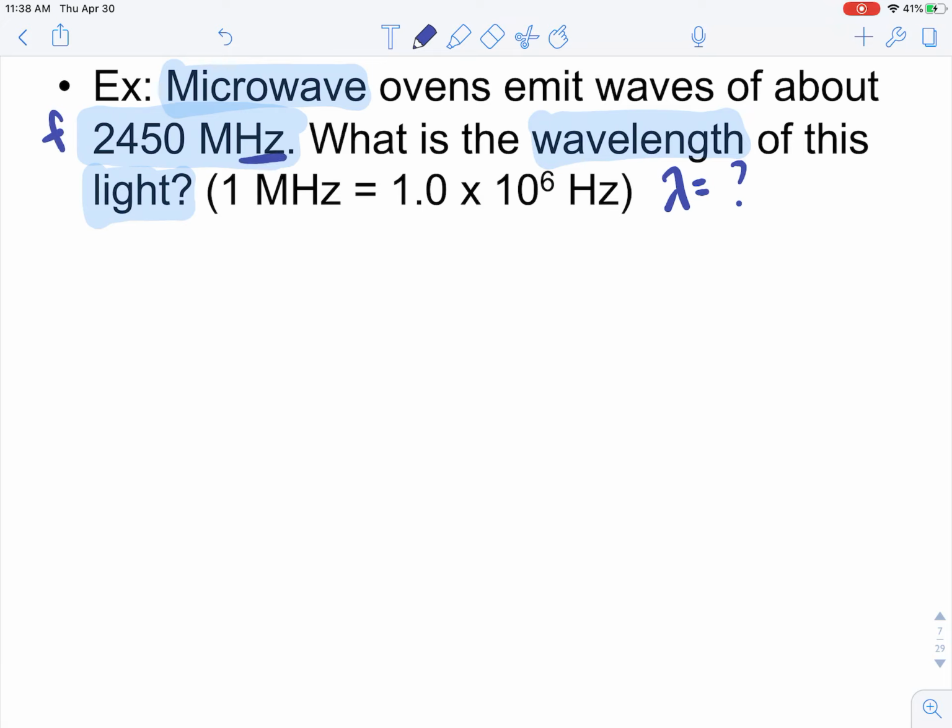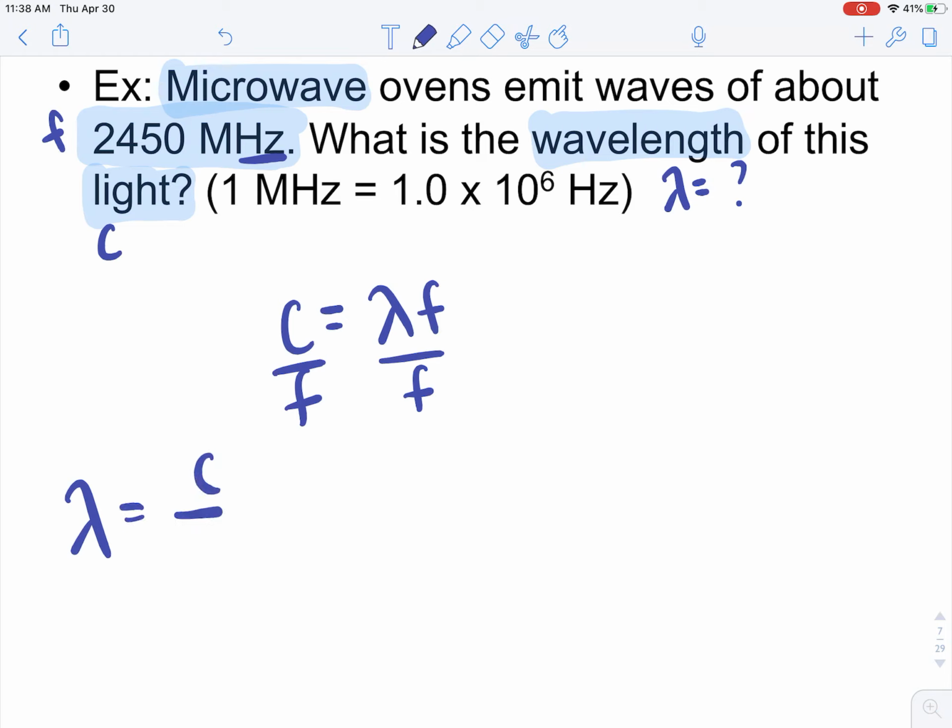So things I know: I'm looking for wavelength. They give us a frequency because of these hertz, even if they look a little different. And we're talking about light, so I can assume the speed of light is acting here. So I'm going to use my speed of light, wavelength, frequency formula. That makes sense here. And I'm going to rearrange to solve for wavelength. Divide both sides by frequency. So wavelength is just speed of light divided by frequency.